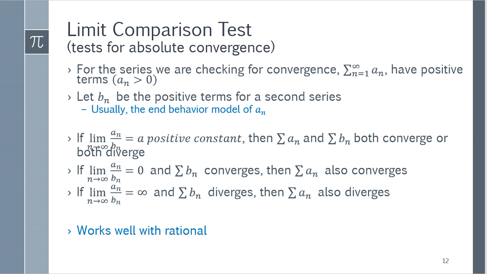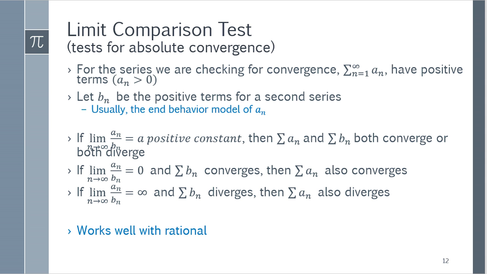So a different comparison test is called the limit comparison test, which is also another test for absolute convergence. A little bit more restrictive, though. So we've been saying for absolute convergence, we could still have terms that are zero. They just could be positive or zero. They just couldn't be negative. For a limit comparison test, I'm not allowed to have any terms that are zero because of how we're approaching this. So I have to have all positive terms.